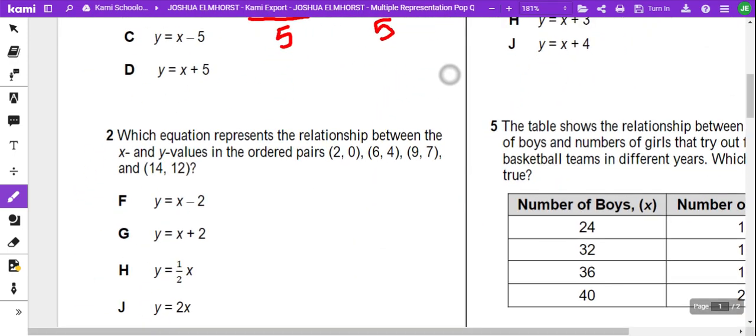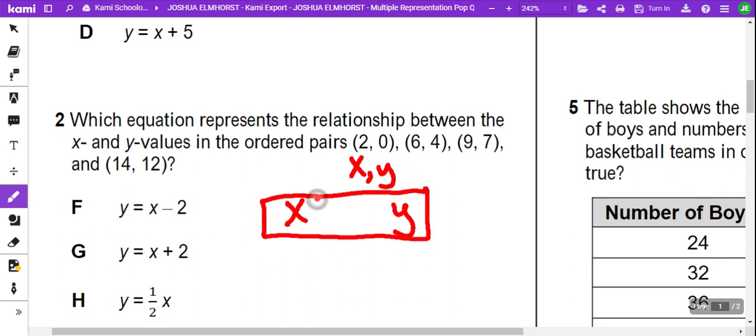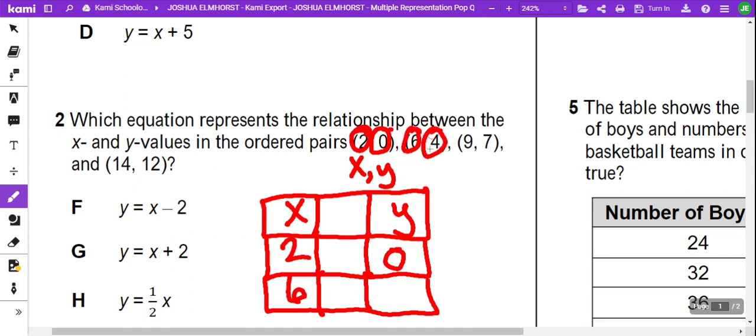Okay, moving on to number 2. So number 2, we have an x and a y, x comma y. And so if we make an xy table, and then we put a few pairs in there. So first we got 2 and then 0. And if we make another row, 6 is x and 4 is y, then what is the rule? What equation could we write with this?